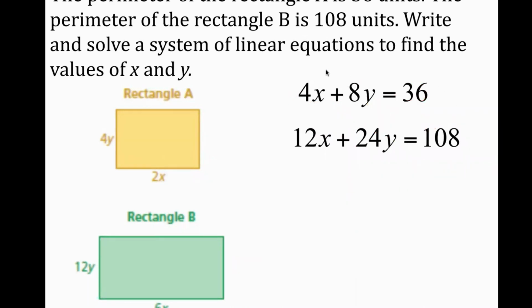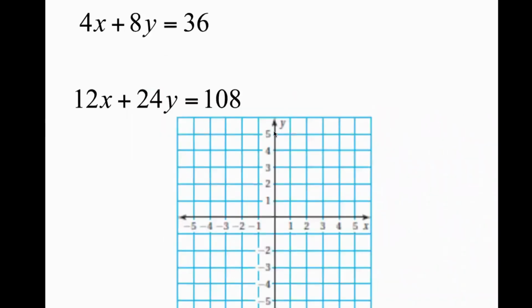Now that you have a system, you can go ahead and solve for x and y. Method 1, I'm going to use graphing. So we have our coordinate plane here and then our system. Again, we always want to graph in slope-intercept form, which is y equals mx plus b. First, you want to subtract 4x from both sides.